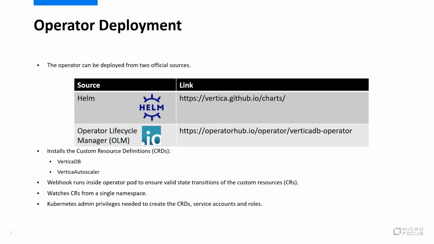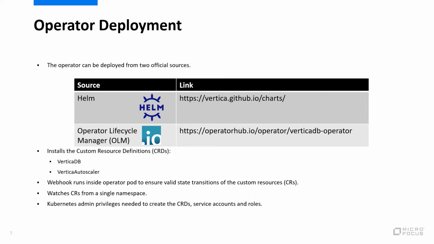Thanks, Ryan. So to start using Vertica and Kubernetes, you first need to deploy the operator and the custom resource definition. The operator runs in its own pod, and an end user manages the deployment by creating or modifying a custom resource. The operator will do whatever is necessary to match the desired state in the custom resource with the actual state. So you have two choices here for deploying the operator.